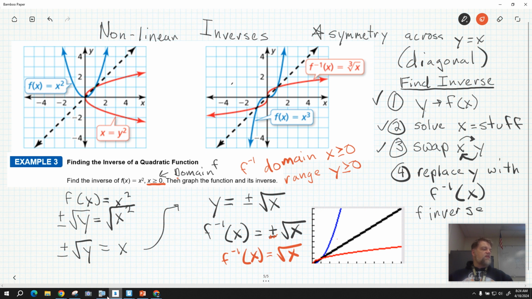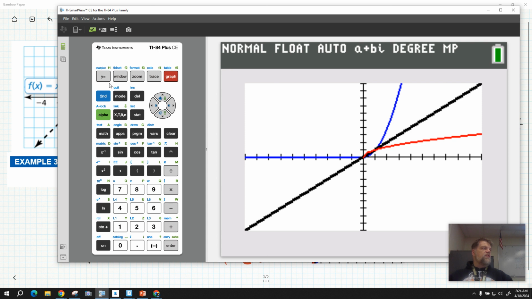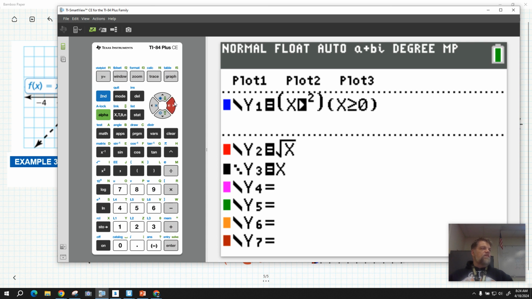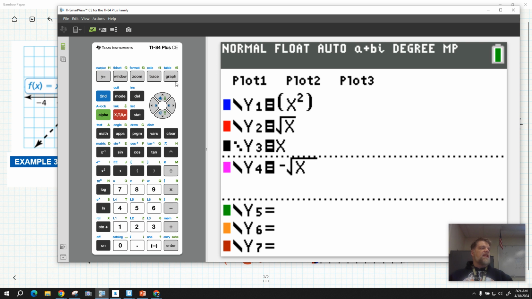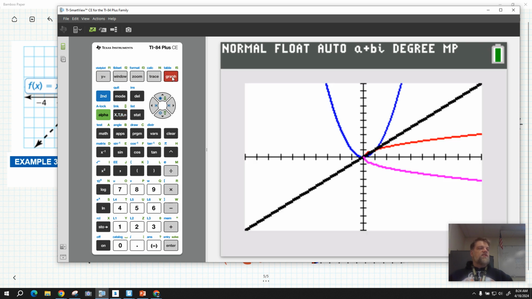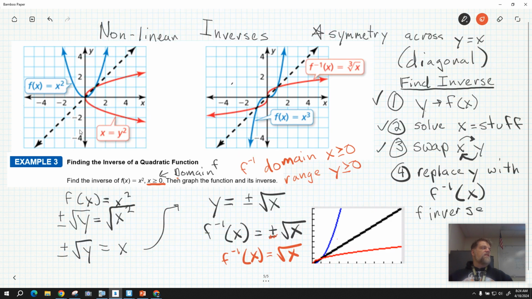Okay? But just for curiosity's sake, I'll come back to these notes in a second so you guys can sketch it. If I remove the domain restriction, in other words, if you see a problem like this and they don't give you a domain restriction, and we said that we had a plus or minus. So if I put in the negative square root of x, and now when I hit graph, you're going to see that total mirror image, right? Does that make sense? And that's basically this one right here, isn't it?